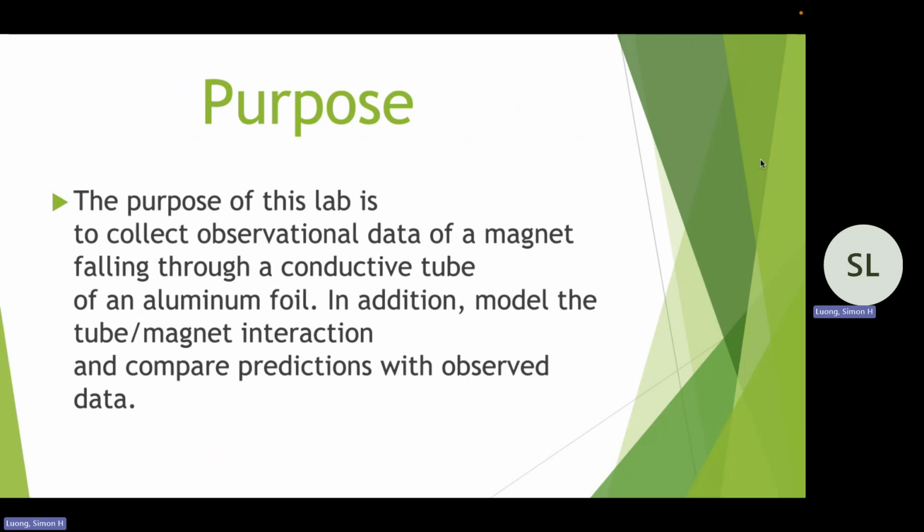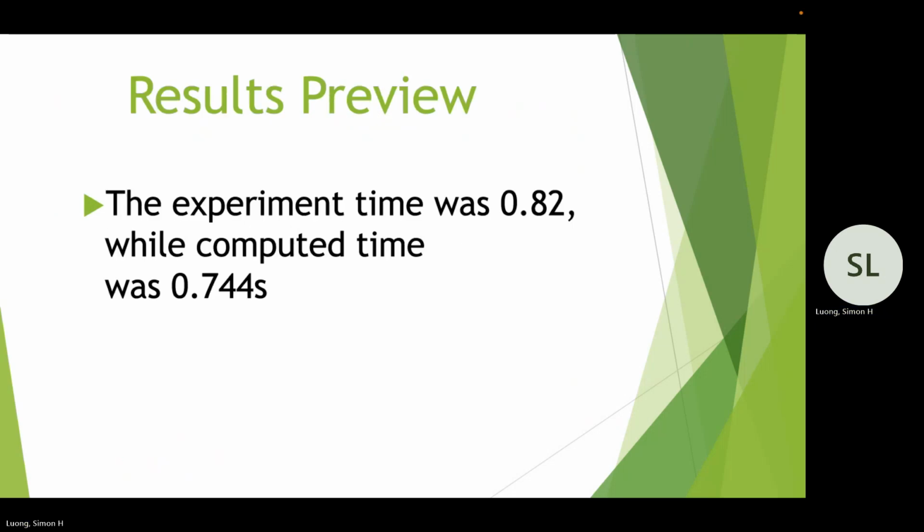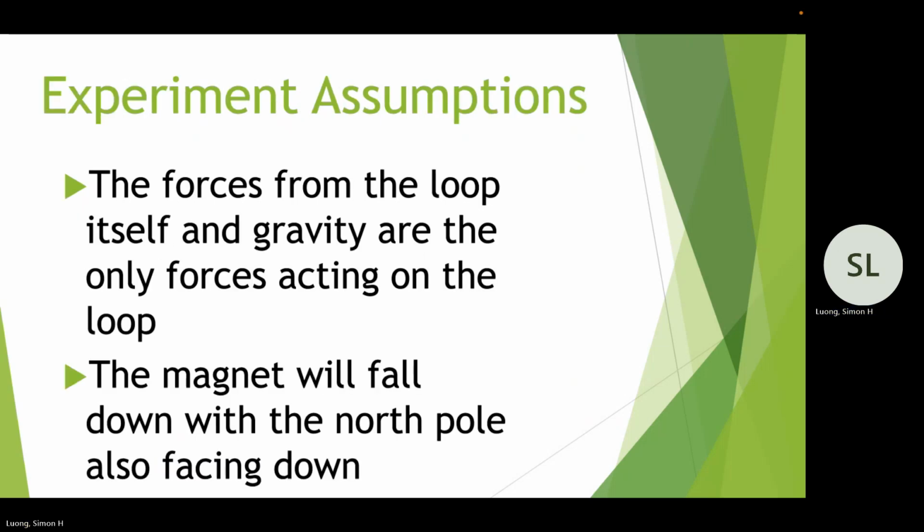The purpose of this lab is to collect observational data of a magnet flying through a conductive tube of aluminum foil. In addition, model the tube/magnet interaction and compare predictions with observed data. So in terms of results preview, the experiment time was found to be 0.82 seconds on average, while the computed time was 0.744 seconds, which is a noticeable difference.